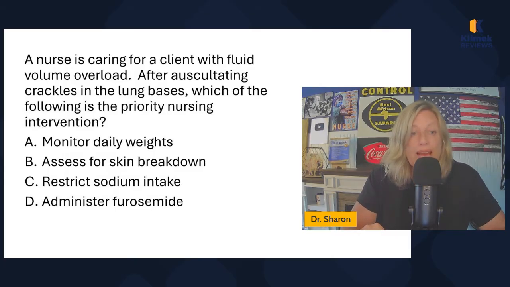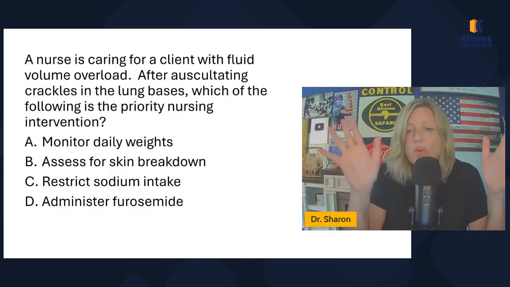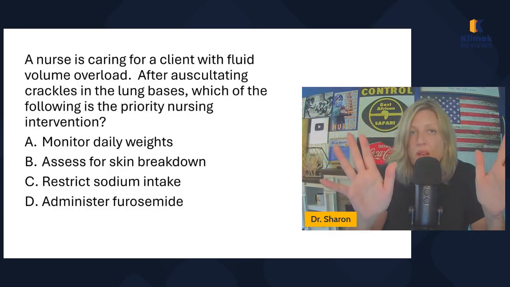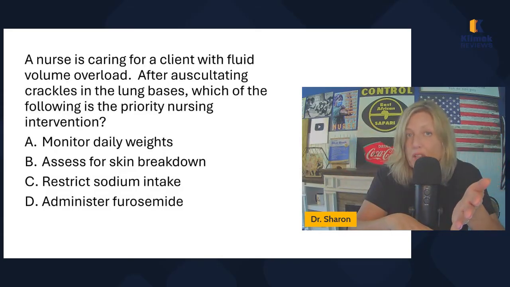All right. So A, C, and D are all important to do with fluid volume overload. So I should do all of them. But what's the priority? What's best? What do I have to do? Well, what's the problem here? Increased volume. You've got fluid in the lungs, which is serious. What's the best way to get fluid off the lungs?